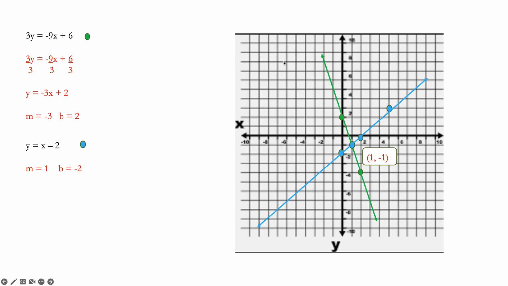So once again, make them both in y equals mx plus b form, graph them one at a time, and mark the point where they intersect. That is your solution. The solution to this problem is 1 comma -1. That means x is 1, y is -1.